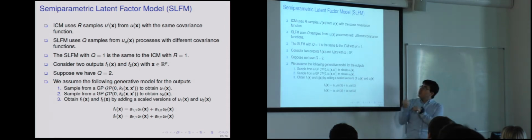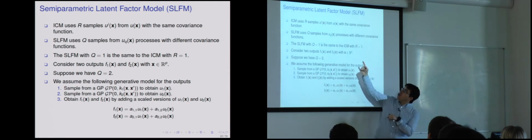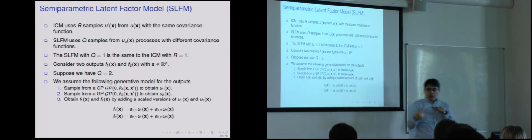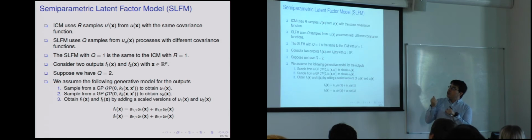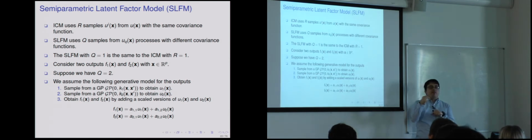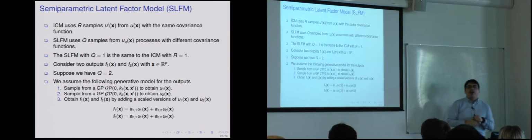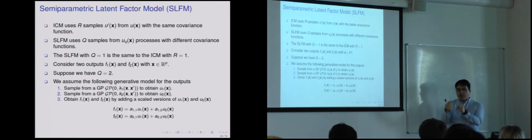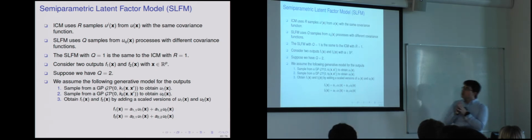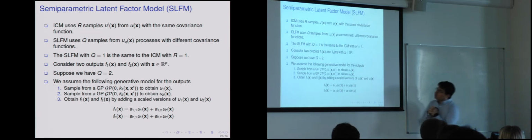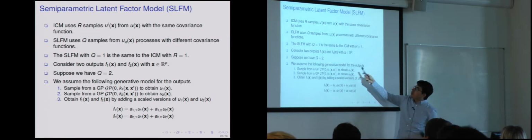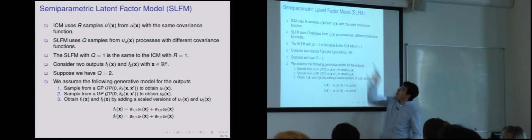So capital Q samples from u_q processes. And each of the processes is going to be a Gaussian process with its particular covariance function. So now, instead of sampling from the same process, I am sampling from capital Q different processes. Is that clear? So the two models are the same when capital Q is equal to 1 and R is equal to 1.